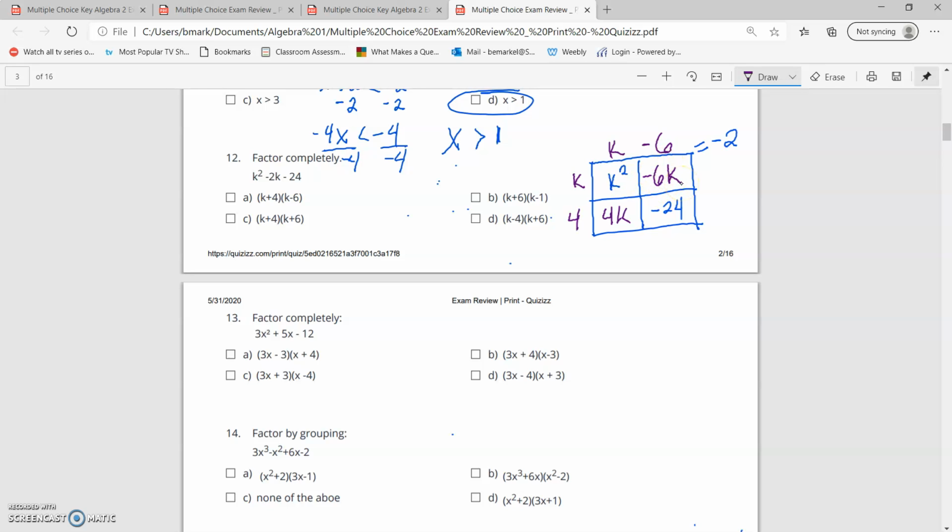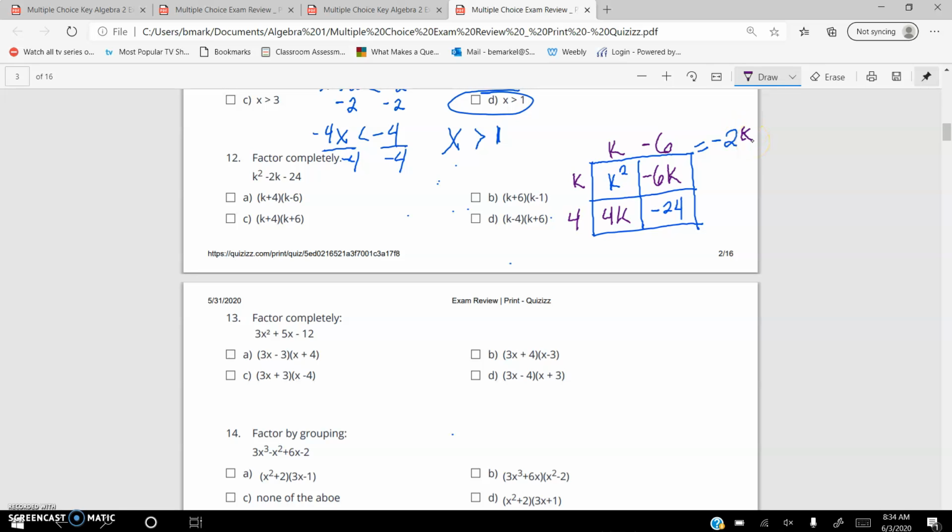And then add on my angle to make sure. Is 4 plus negative 6k going to give me that negative 2k that I need? It sure does.